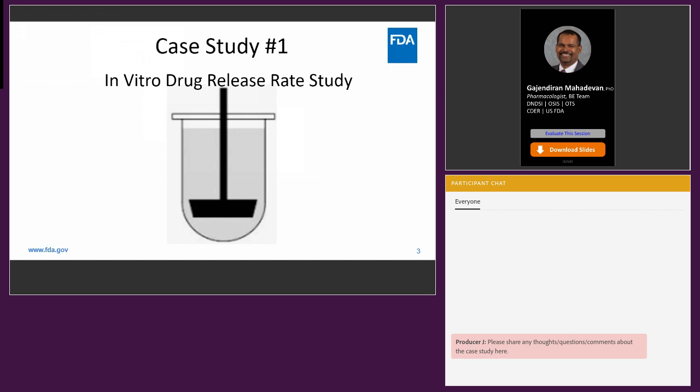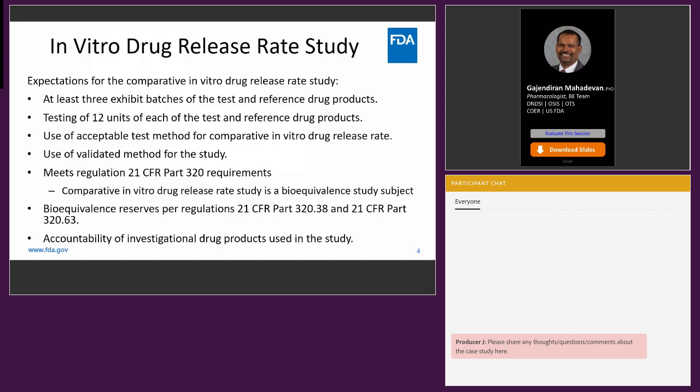Case study number 1. I'm going to present to you an in vitro drug release rate study conducted at a contract research organization and provide you some background information before asking a couple of questions for this case study. Let me go over the expectations for conducting a comparative in vitro drug release rate study.